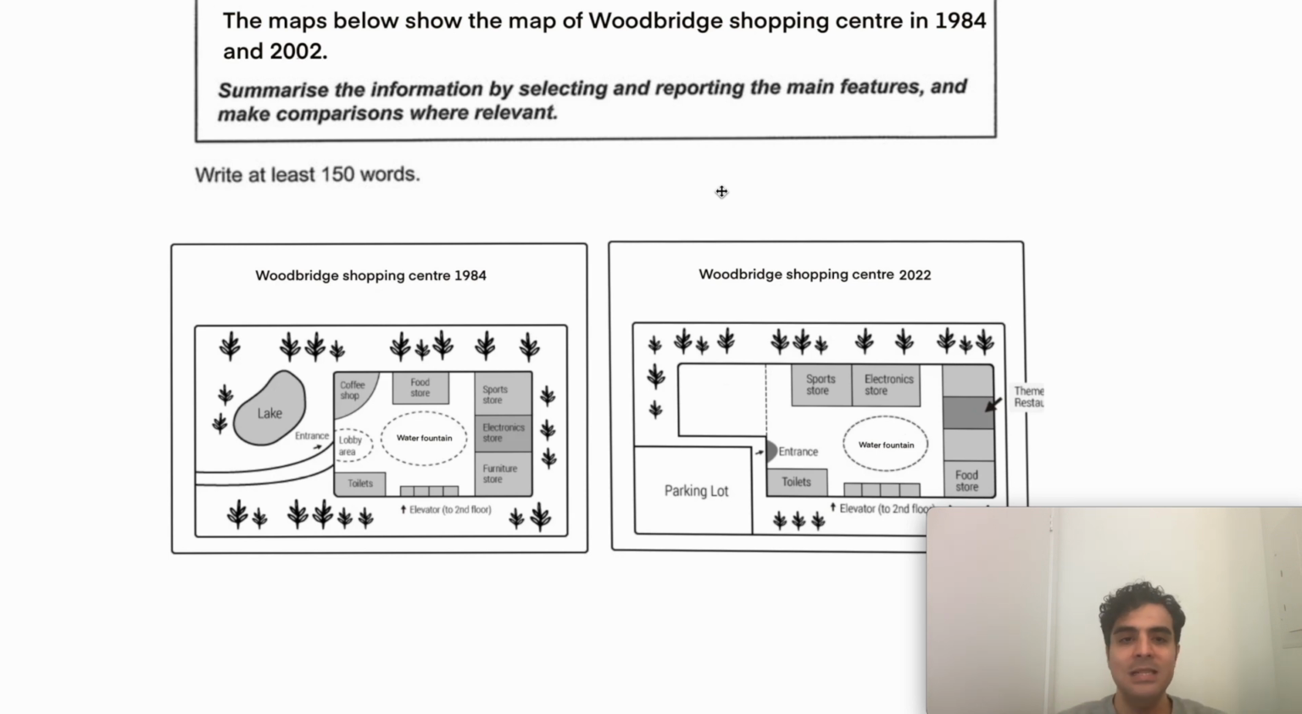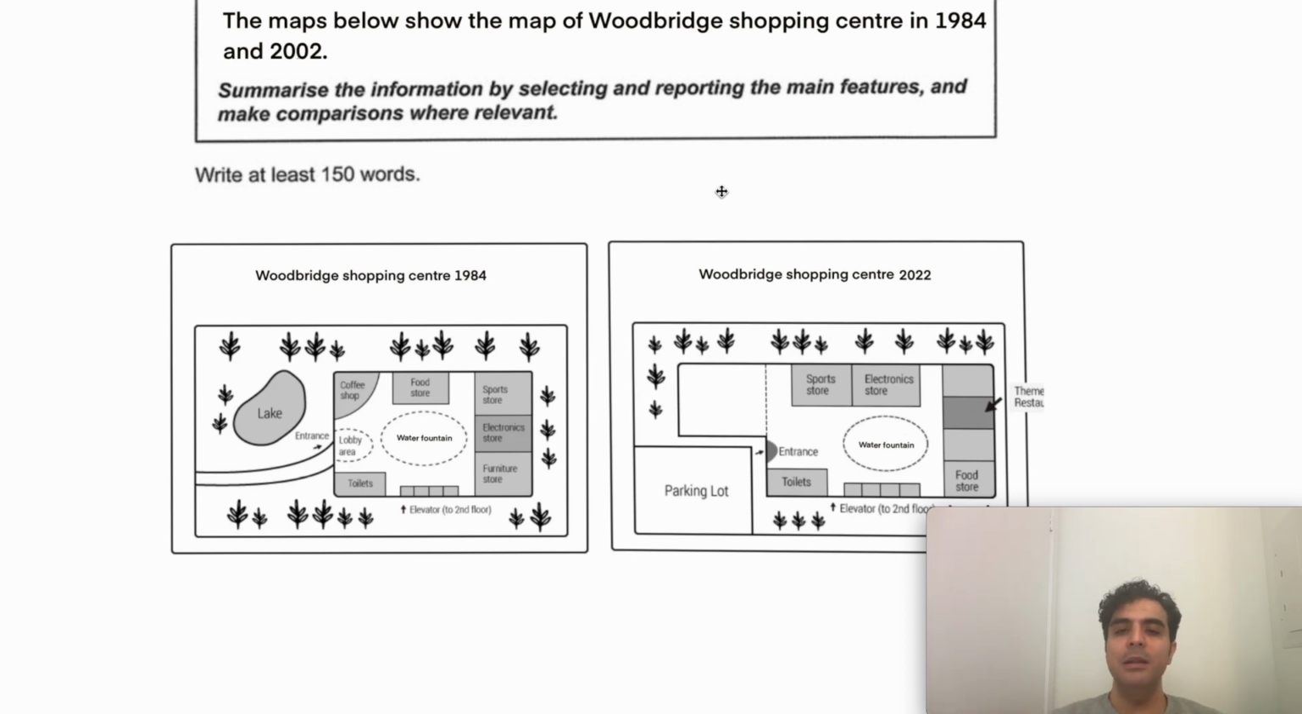The process needs to be described, right? So you can't say, oh, in the past, in 1984, there used to be a lake, there was a coffee shop, a food store. You can't just devote a whole paragraph to describing what the shopping mall looked like in 1984 without representing the changes that have occurred over time. Do you see? Therefore, what you need to do is take note of all the changes.